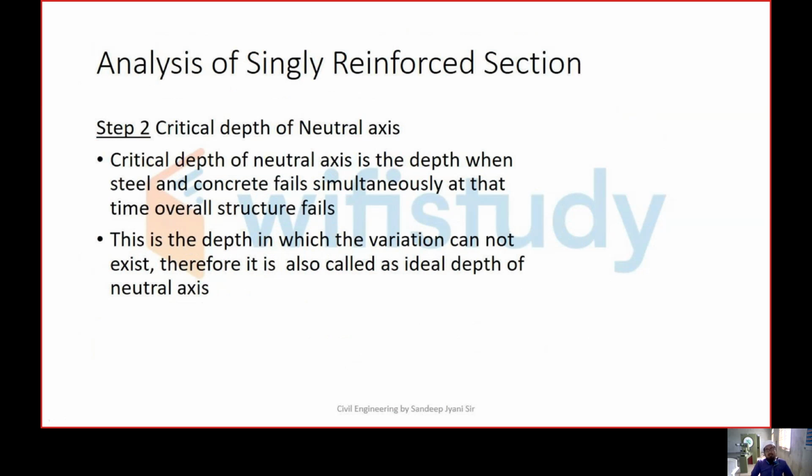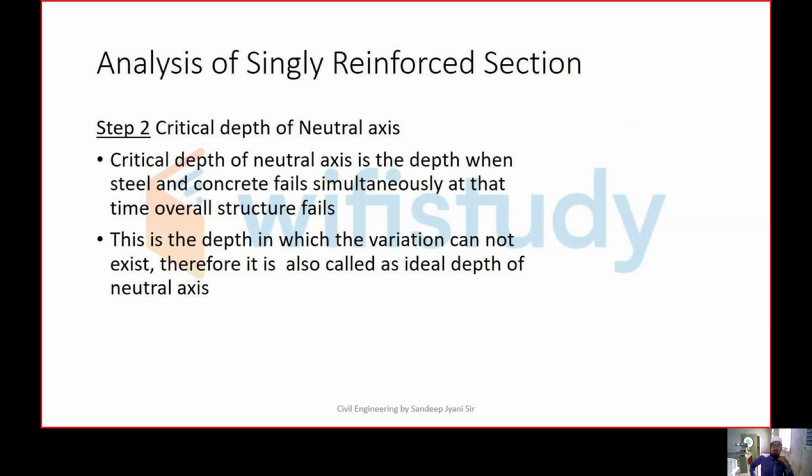What is the critical depth of neutral axis? When steel and concrete fail simultaneously, at that time the overall structure fails. So for the structure not to fail under the load, it should not fail simultaneously. Either the steel should fail first or the concrete should fail first. If the concrete and the steel fail simultaneously, then the overall structure will fail. So this is the depth in which the variation cannot exist. Therefore, it is also called the ideal depth of neutral axis.